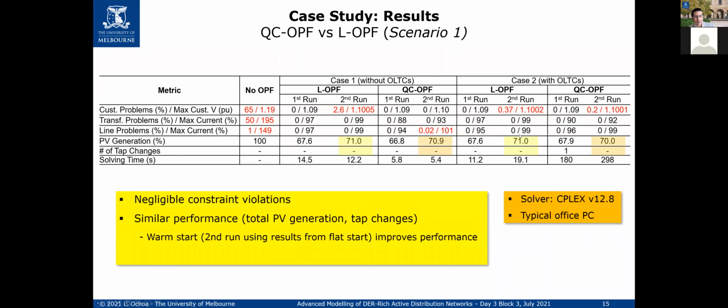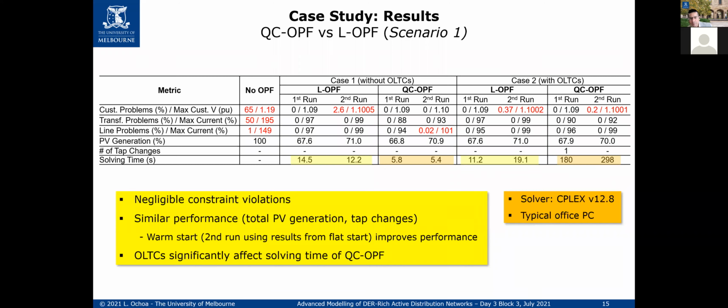Everything's fine. In terms of what we see of total generation because of the curtailment, if you compare the linearized OPF with the quadratic constraint, 71% of the potential generation, 70.9, 71, 70. So pretty similar. Now, when we get into the on-load tap changers, that's when it gets interesting as well. Because in terms of the solution time, without LTCs, the linearized is 12 seconds, the quadratic constraint is 5 seconds. But the moment that we look at the use of on-load tap changers and the corresponding mixed integer problem that it creates, we see that the linearized OPF does it in the second run in 19 seconds, whereas the quadratic constraint does it in 300 seconds, so 5 minutes.